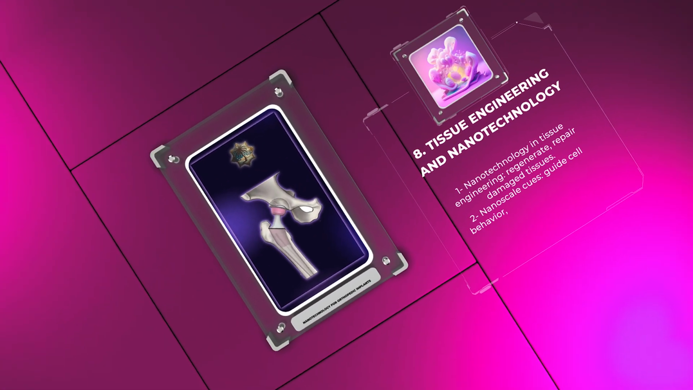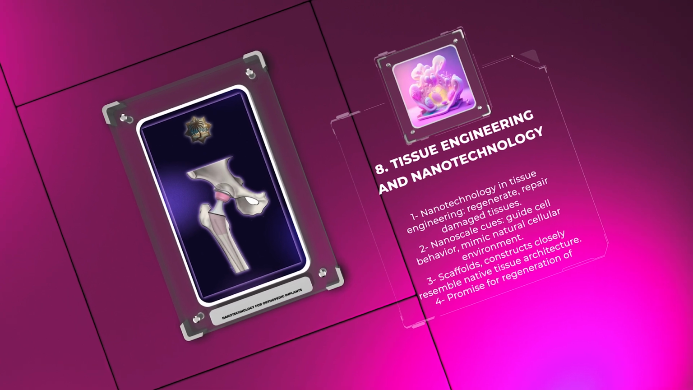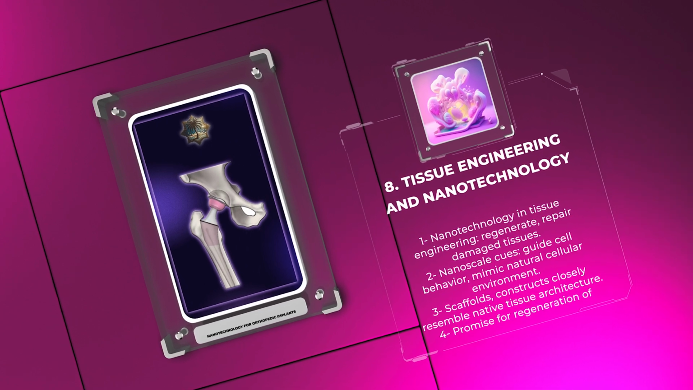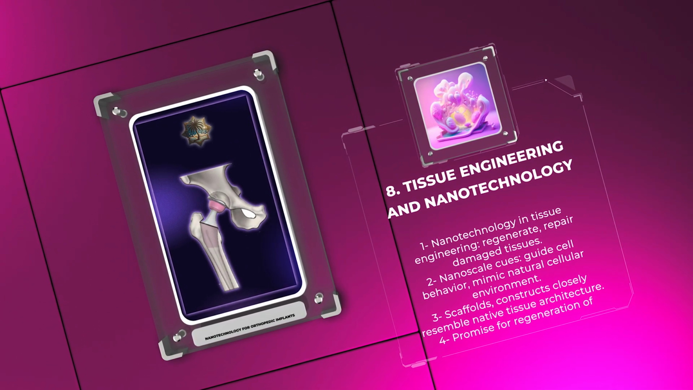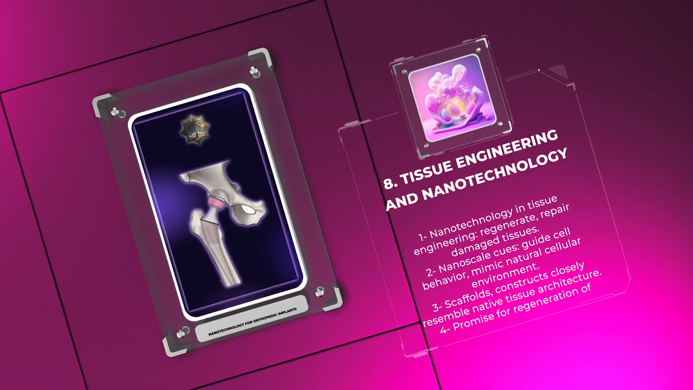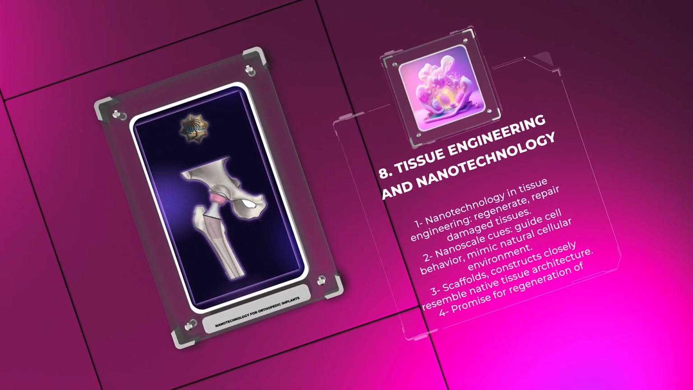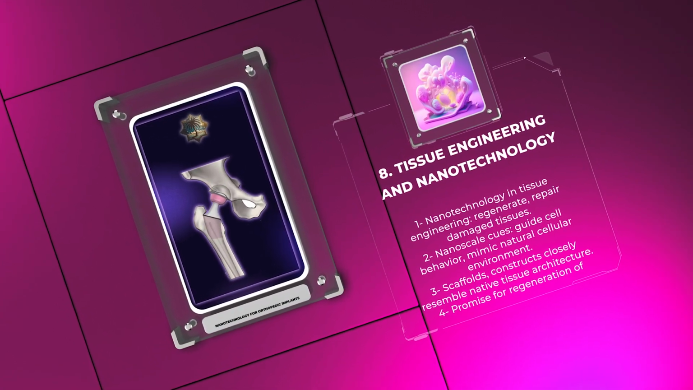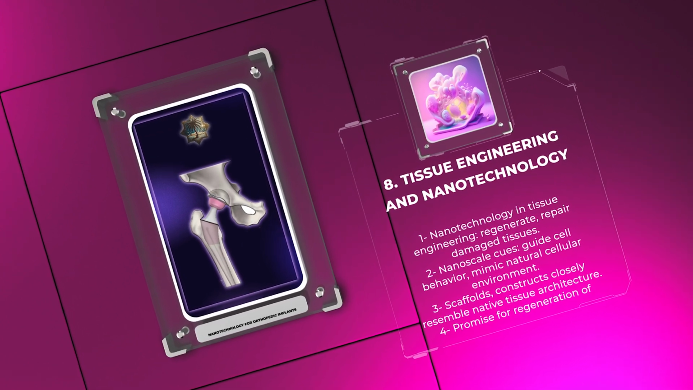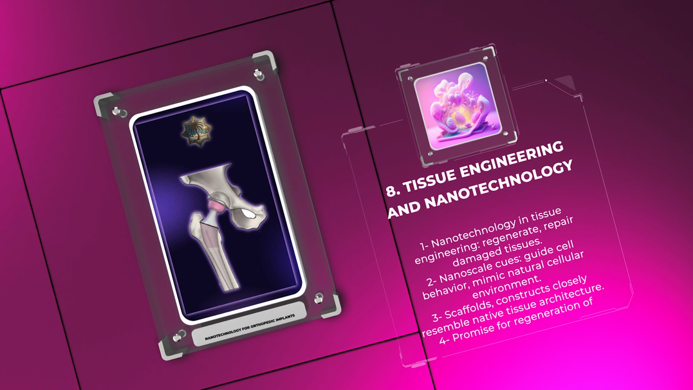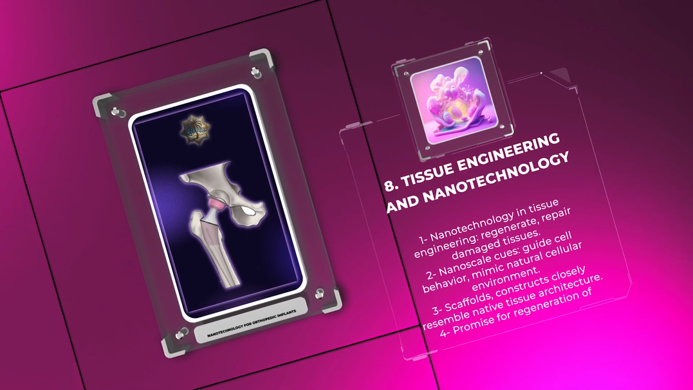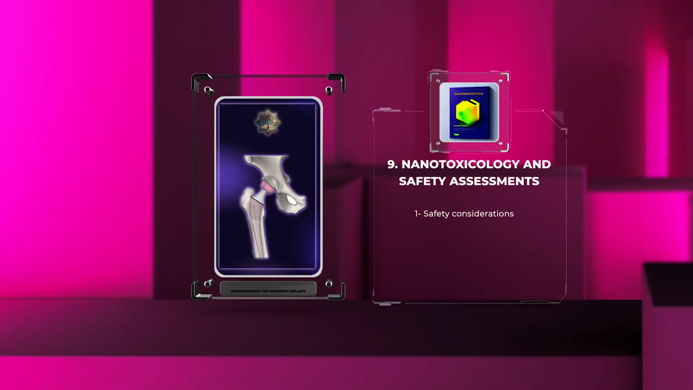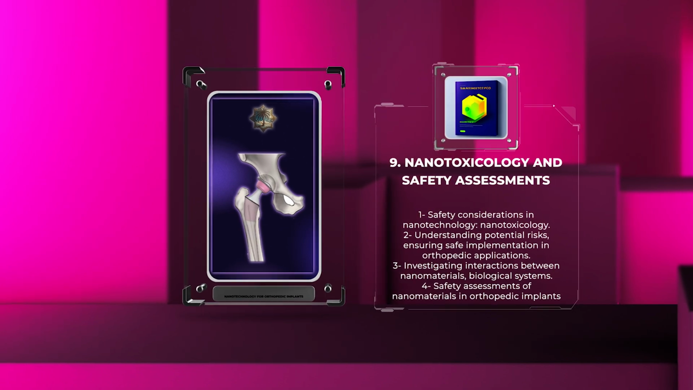Nanotechnology plays a vital role in the field of tissue engineering, which aims to regenerate or repair damaged tissues using a combination of cells, biomaterials, and signaling factors. Nanoscale cues can guide cell behavior, including adhesion, migration, and differentiation, mimicking the natural cellular environment. By incorporating nanomaterials, nanofibers, and nanoscale signaling molecules, tissue engineers can create scaffolds and constructs that closely resemble the native tissue architecture. This integration of nanotechnology with tissue engineering holds great promise for the regeneration of musculoskeletal tissues and the restoration of function.